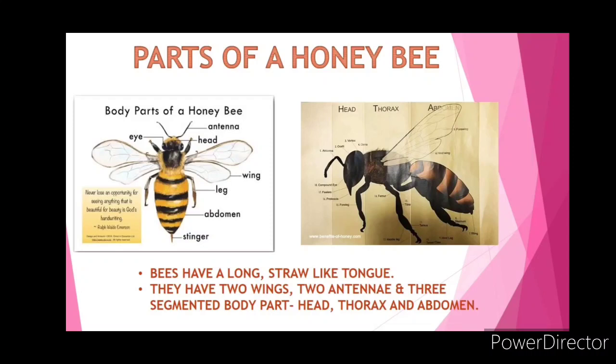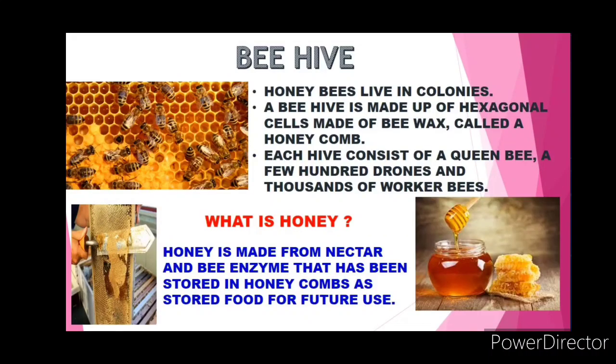I hope you have understood this one. Let us go to the next slide. Beehive. So what is a beehive? The picture is also given over there. This is a picture of the beehive on the left hand side. Bees live in colonies. We have already discussed in one chapter the group of bees. They are called colonies. So note down this name, colonies.